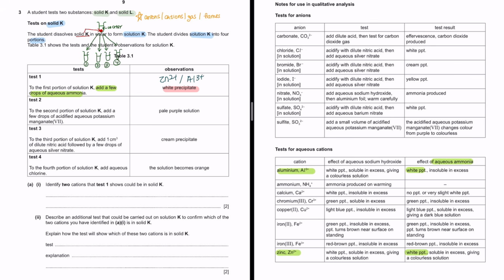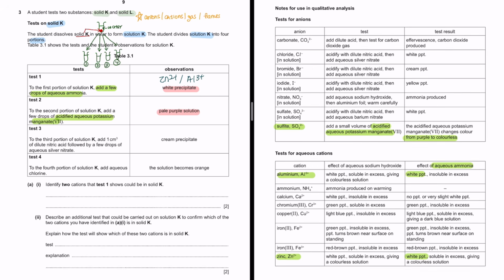Next, to the second portion, a few drops of acidified aqueous potassium manganate is added and a pale purple solution is seen. Acidified potassium manganate is tested for the presence of sulfide. If there is presence of sulfide, the acidified potassium manganate will change color from purple to colorless. However, in the observation here, the pale purple solution remains unchanged, meaning that there is no sulfide present in this solution.